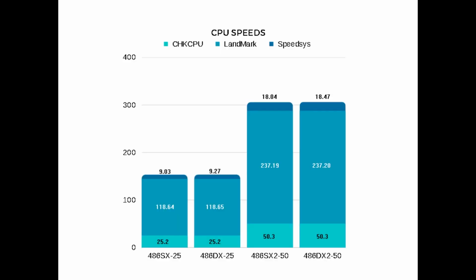So here's the graph showing the full scope of what the differences are between Check CPU, Landmark, and SpeedSys for the four processors. As you can see, the DX and SX25s were maintained just about the same, as did the SX250 and DX250.